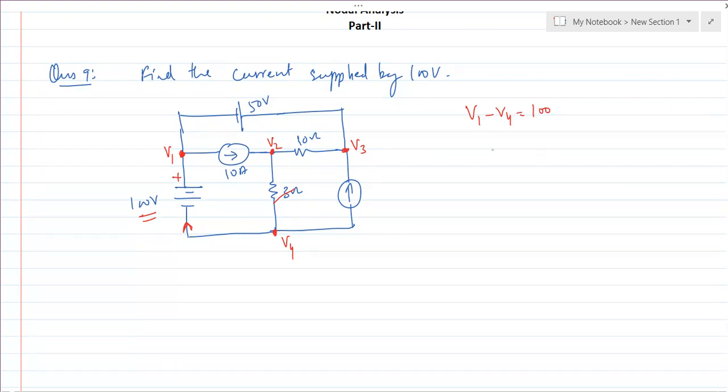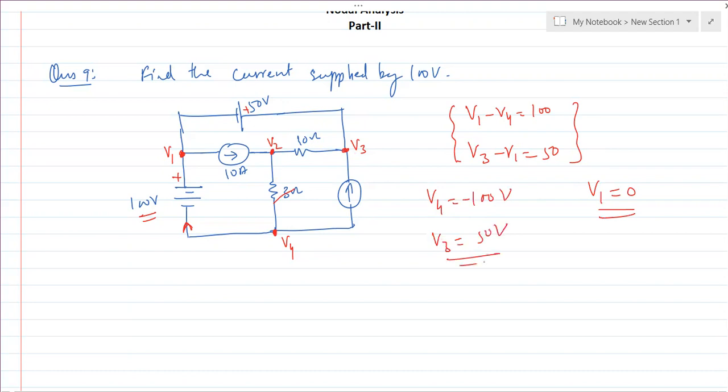So again we can write here as V3 minus V1 is equal to 50, because the positive side is on this side and V3 is at higher potential. In these two equations we have V1 as common. That means if somehow we can make this V1 as 0, then we can write the value of V4 as -100 volts and V3 as 50 volts.